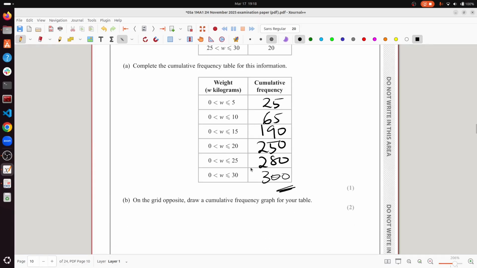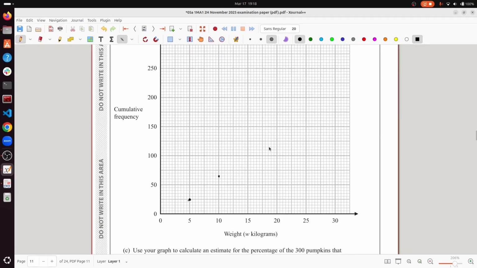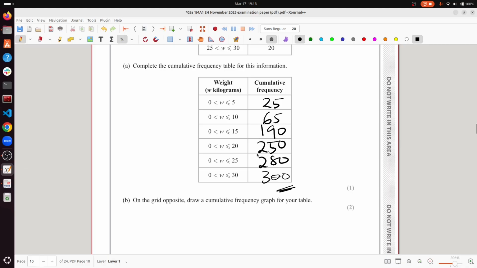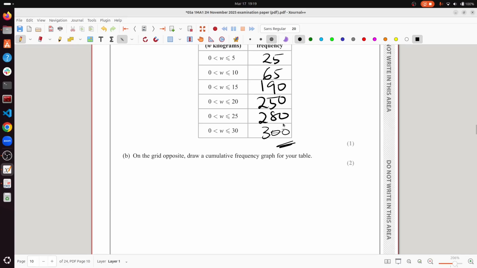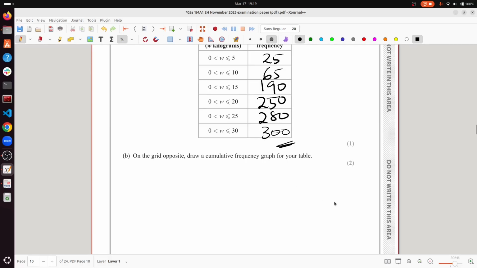Second point, we have 0 to 10, 65. So at 10, we go up to 65. There's 50, 55, 60, 65. 0 to 15, 190. So at 15, we have 190. It's 200, 195, 190. 0 to 20, 250. 0 to 25, we have 280. So there's 25. This is 275. This is 280. And the last one, 0 to 30, we have 300.